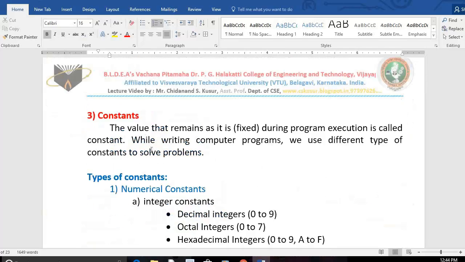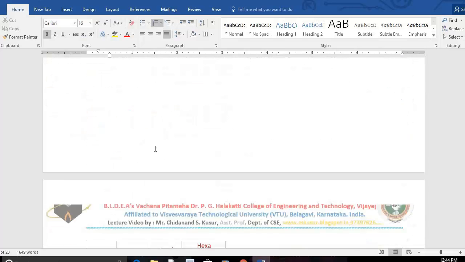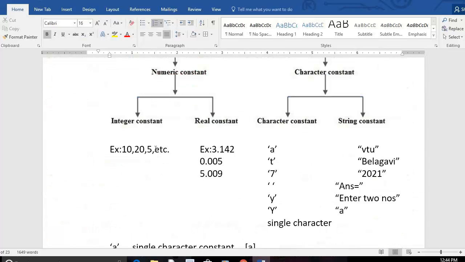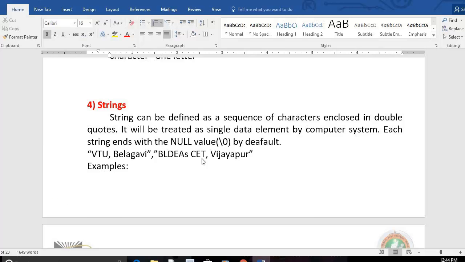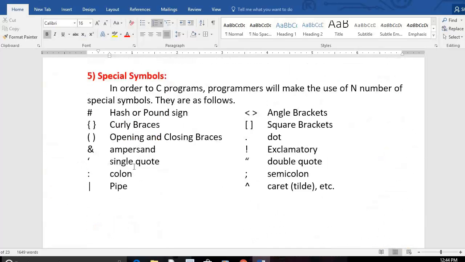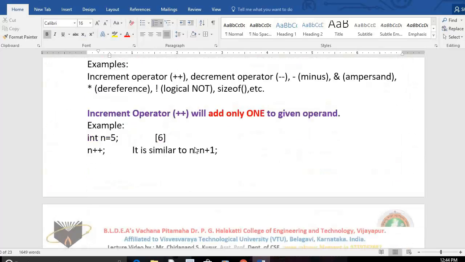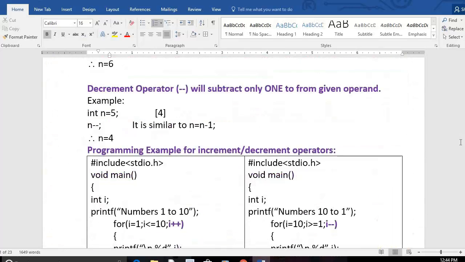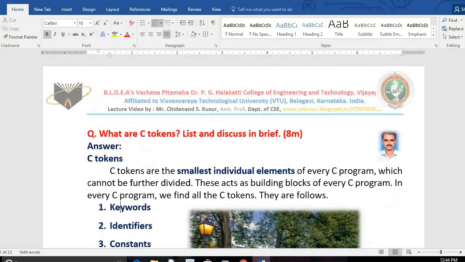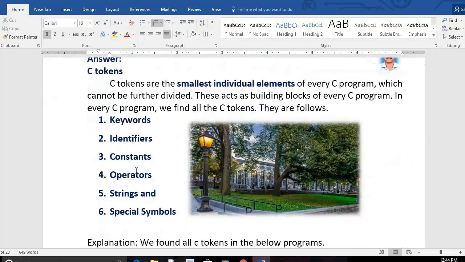Constants. Today we discussed what are constants and types of constants, with examples. And what are strings, with examples. What are special symbols, with examples. What are operators, with examples. Oh my god, sir, 8 marks is very less, sir. Please give more marks. No problem, teachers will give more marks. But they may ask separate questions also: what are identifiers? What are keywords? Write no more, write less. Don't write less, please write more.